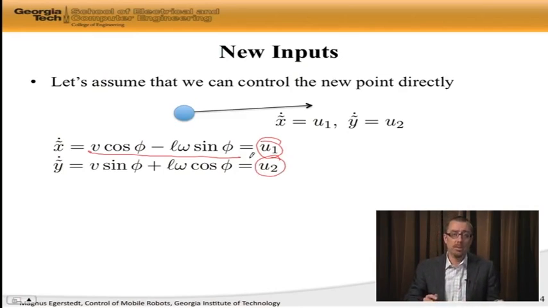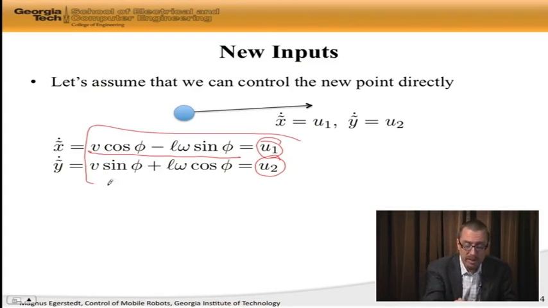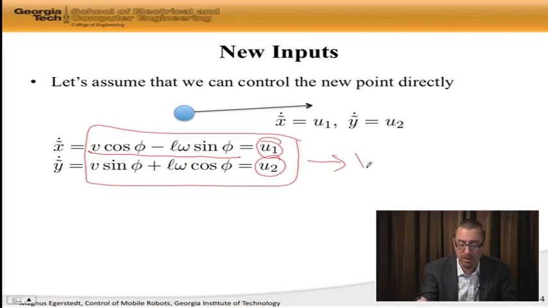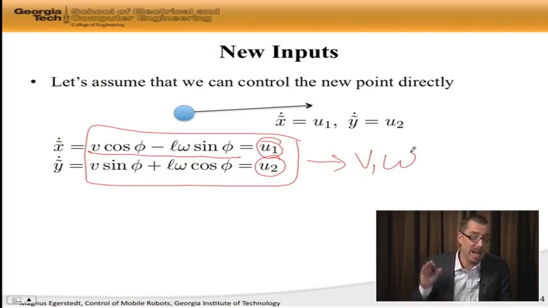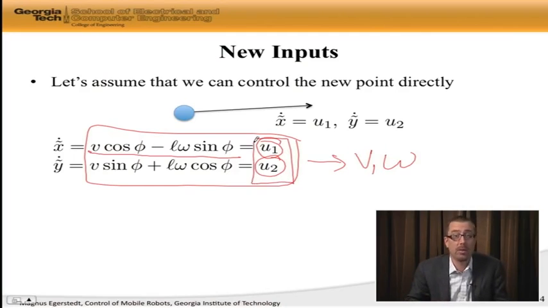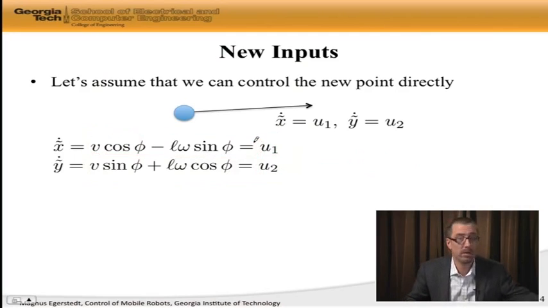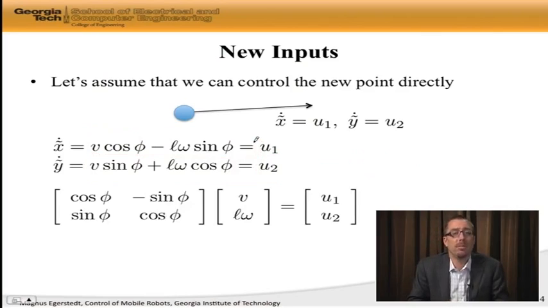Now, all we need to do, at least I can say all we need to do, I don't know if we can do it, but all we would like to do is actually solve this equation with respect to v and omega, because if we did that, we would relate the actual velocities of the unicycle to these u1 and u2 velocities, which are the planned velocities. So let's see if we can do that.